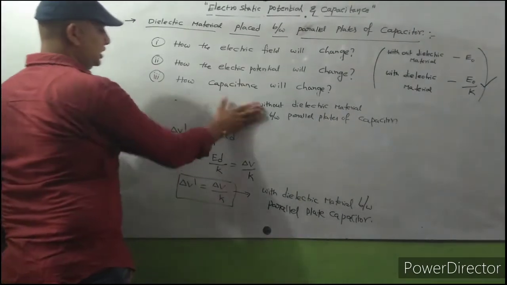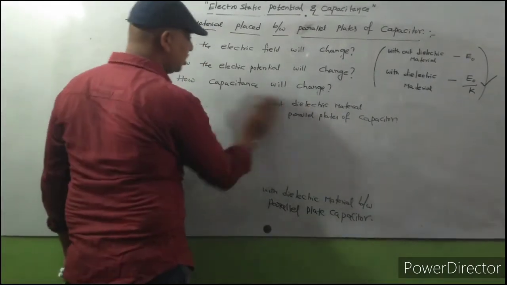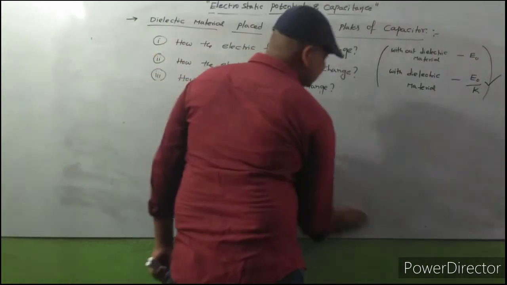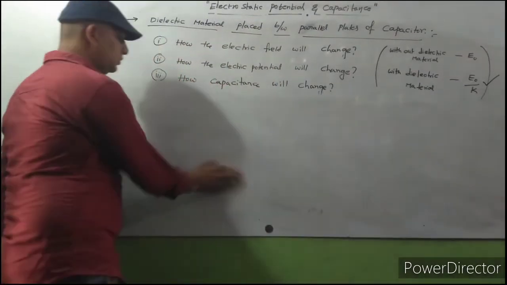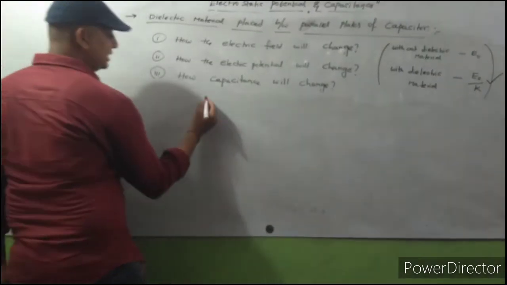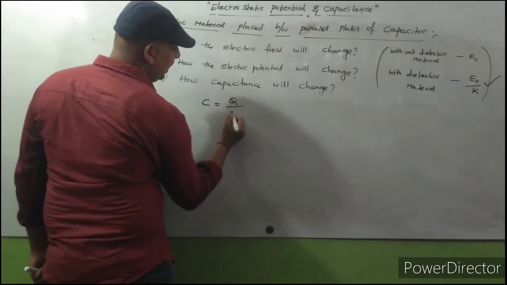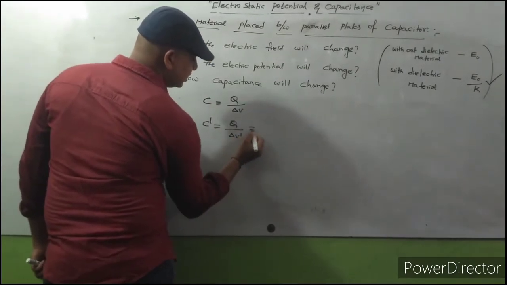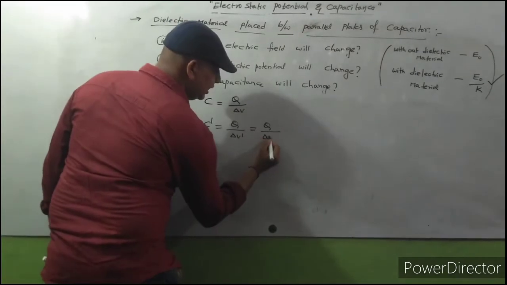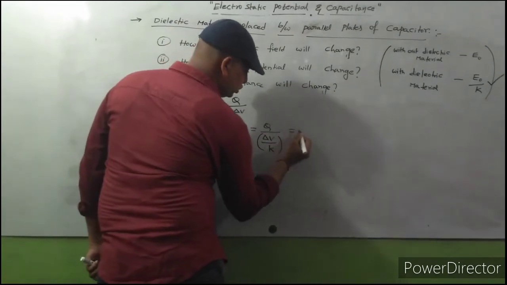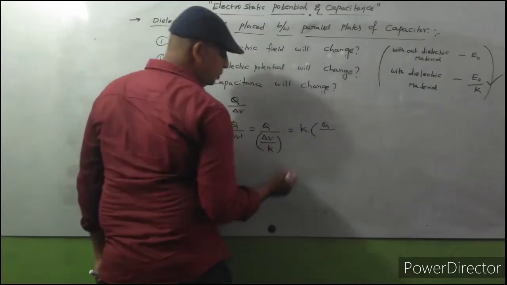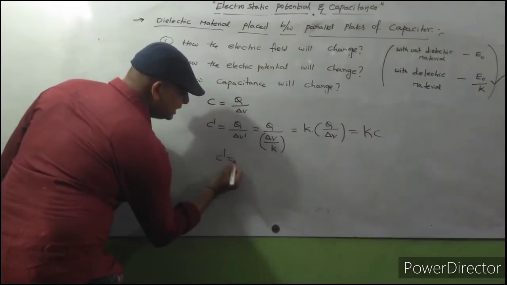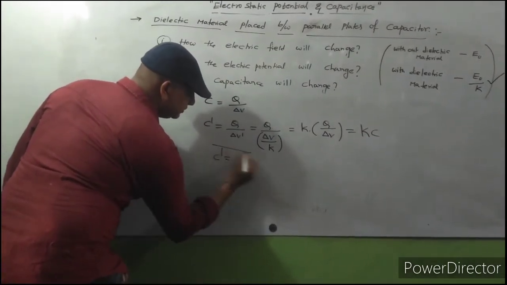So next, third point, how the capacitance will change. Now we will see how the capacitance will change. Initial capacitance C is equal to Q by delta V. C dash is equal to Q by delta V dash, which means Q by delta V by K. That means K will move to the numerator, K into Q by delta V, that is nothing but K into C. That means C dash is equal to K into C.